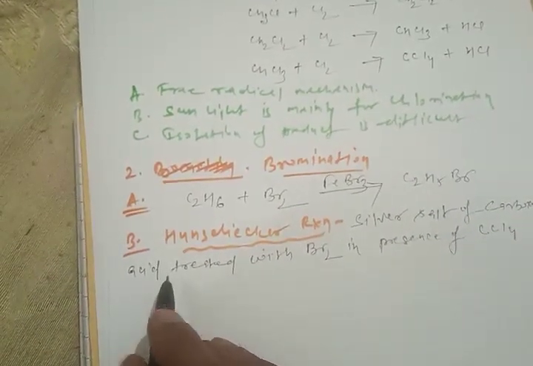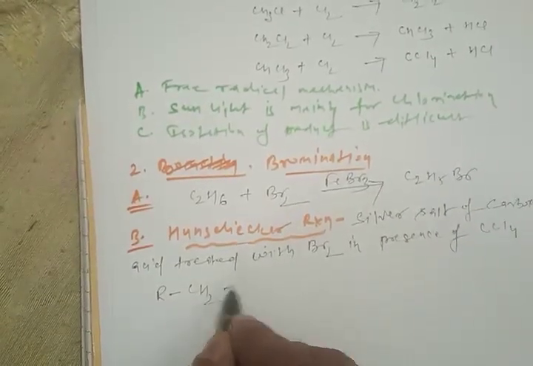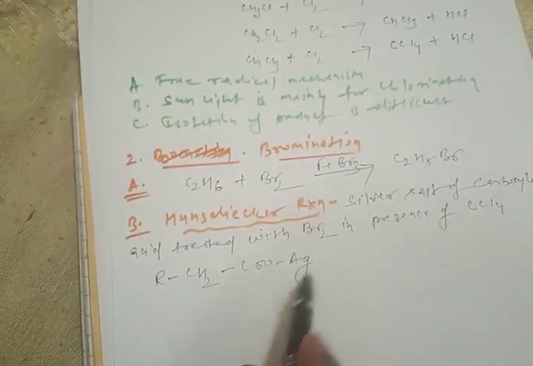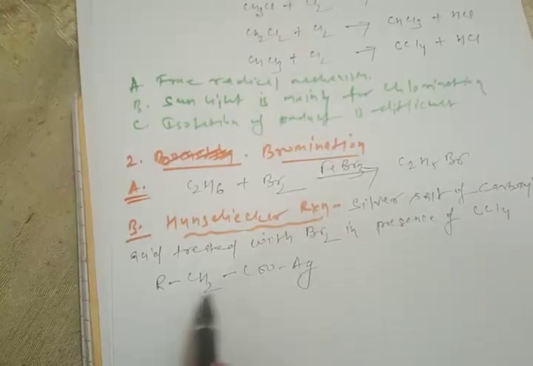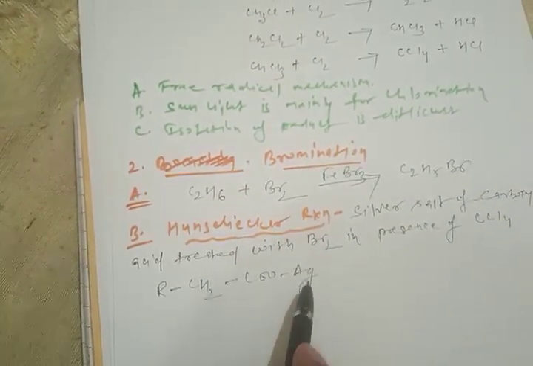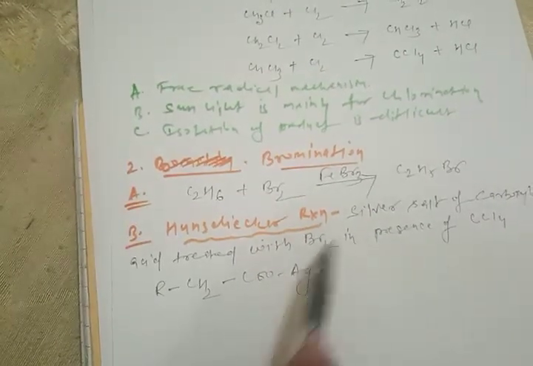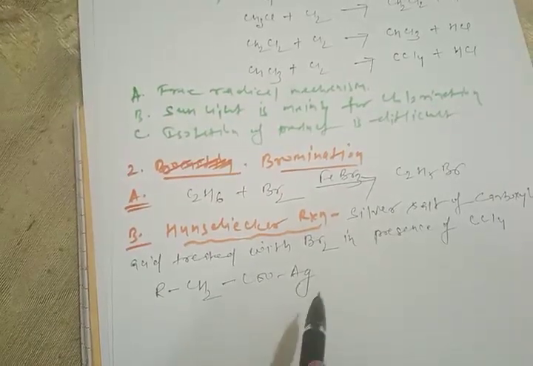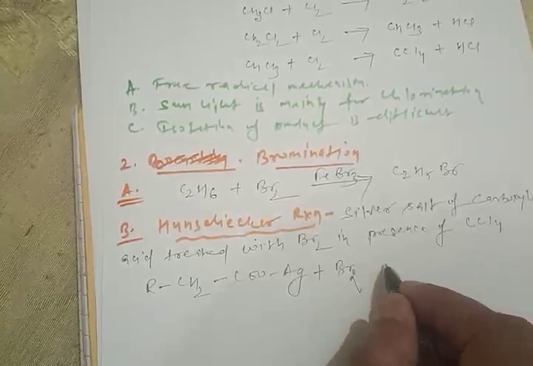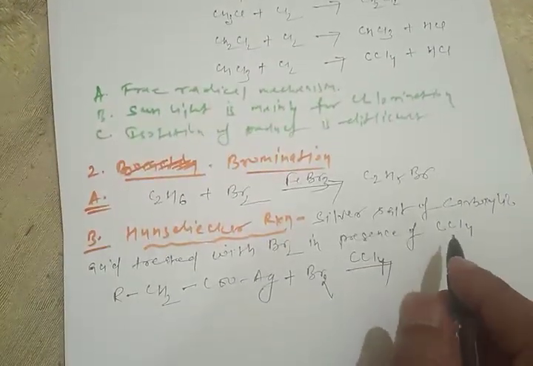So let's write the equation here. RCH2COOAg. This is the silver salt; that means the acid is RCH2COOH, the carboxylic acid, and Ag makes it the salt. It is always the silver salt, because it is a name reaction, so you cannot change this. It reacts with bromine in presence of CCl4, and this will give you what?